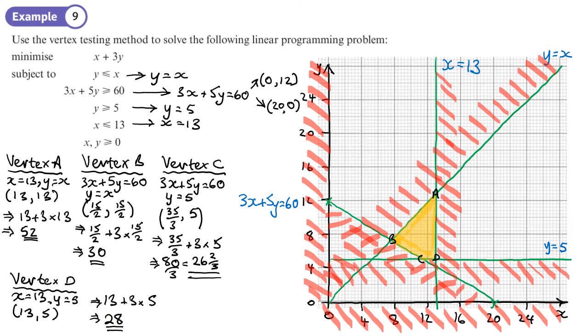So out of all of these, the one that gives us the lowest value is vertex C with these points here. So we can write our final answer as the optimal point is that coordinate 35 over 3, 5, and the minimum cost, or when we've minimized it, it minimizes to 26 and 2/3. So we'll just call that the minimized value.